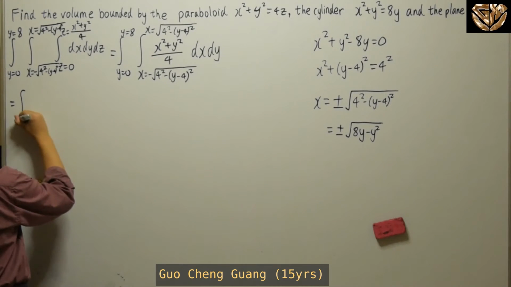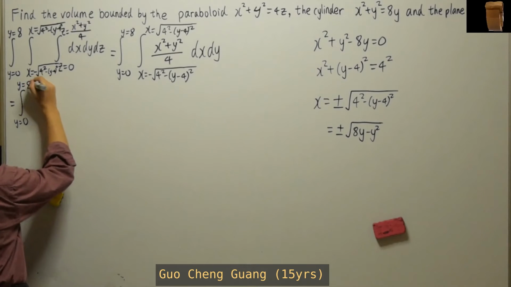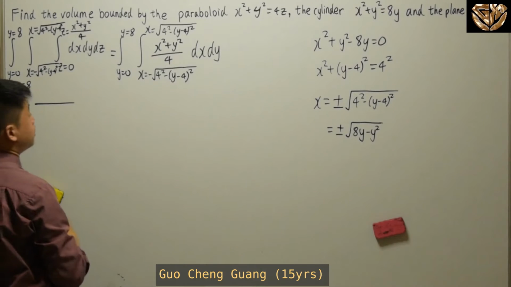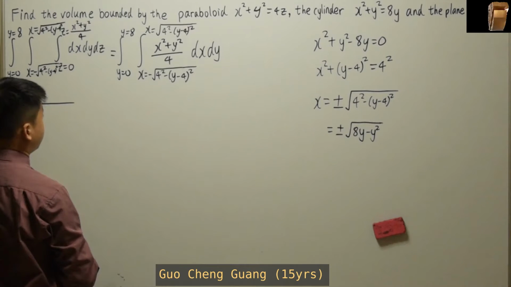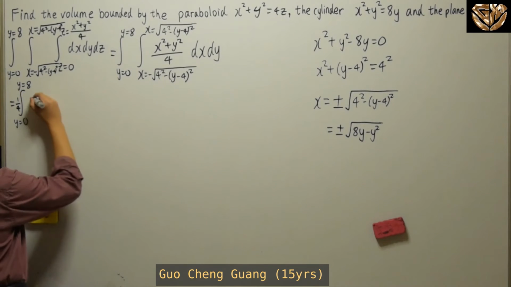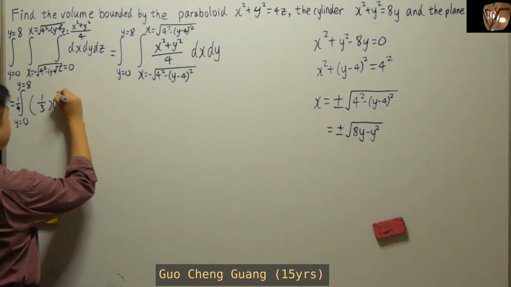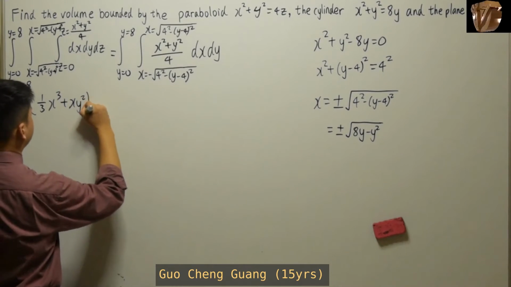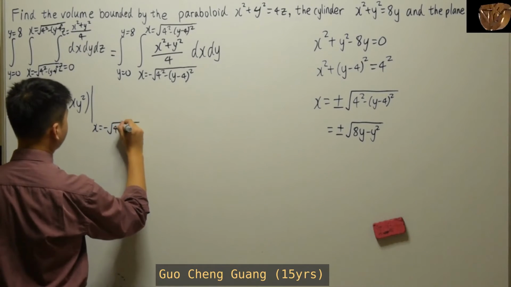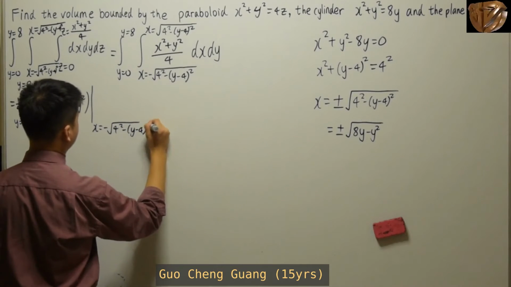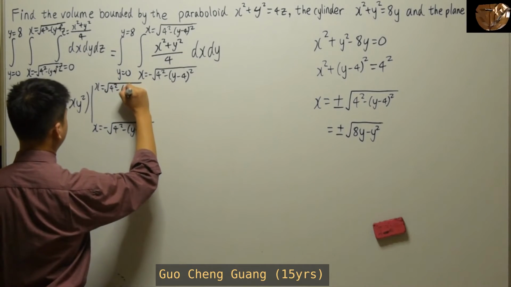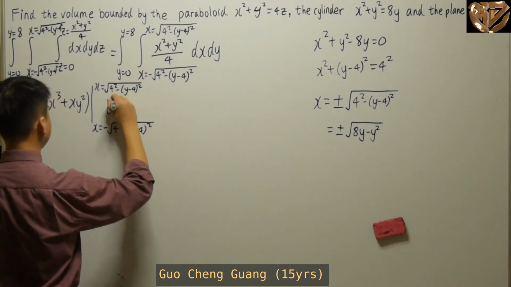Now in this part, since you are going to integrate with respect to x, we can put the 1 over 4 outside and you're going to have 1 over 3 x cubed plus x y squared. Then substitute in the values. x is equal to negative square root of 4 squared minus (y minus 4) squared, and square root of 4 squared minus (y minus 4) squared, and then dy.